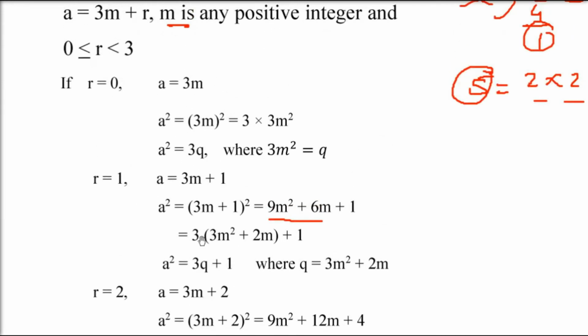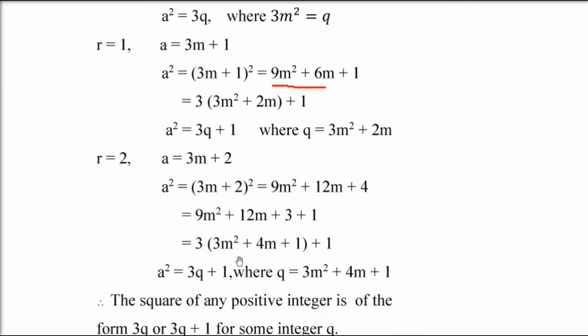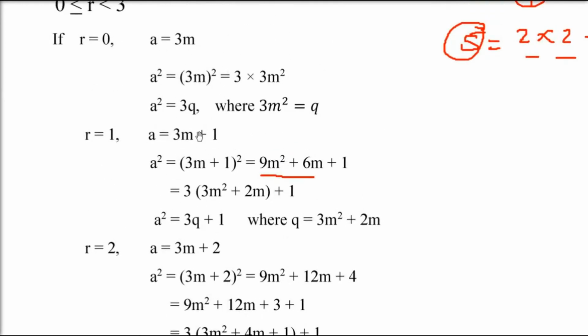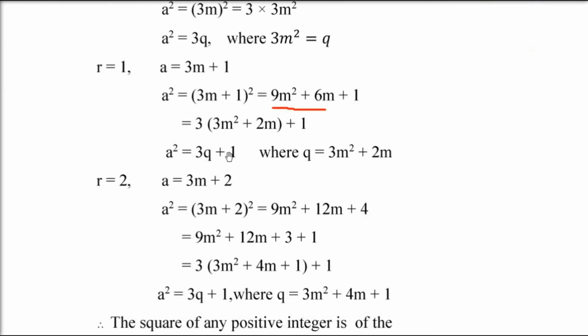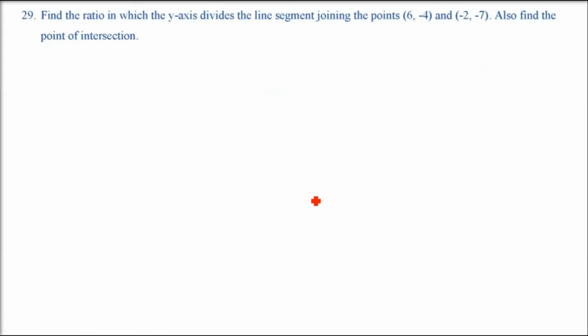Now r equals 2. Put r as 2 and again square it. So just open this: 9m square plus 12m plus 4. Write 4 as 3 plus 1. So what do you get? Take 3 common. You get 3 times 3m square plus 4m plus 1, plus 1. Now 3m square plus 4m plus 1 can again be put as q. Again, a square will be 3q plus 1. So whatever you are getting in a square is either 3q or 3q plus 1. So the square of any positive integer is of the form 3q or 3q plus 1.